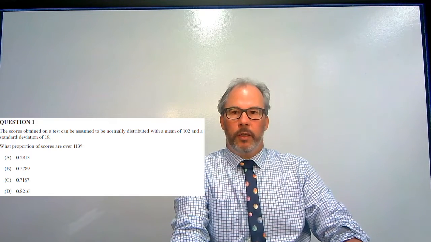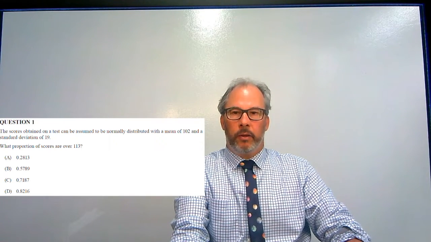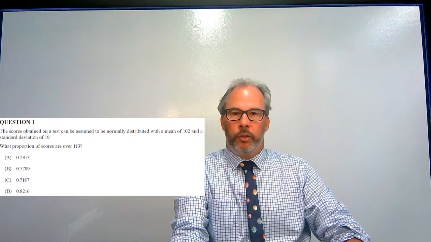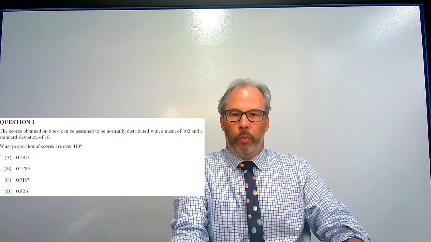Okay, this is the QCAA 2021 Maths Methods External Assessment. This is Paper 2, Technology Active. Question 1. The scores obtained on a test can be assumed to be normally distributed with a mean of 102 and a standard deviation of 19. This is a straightforward normal distribution question.